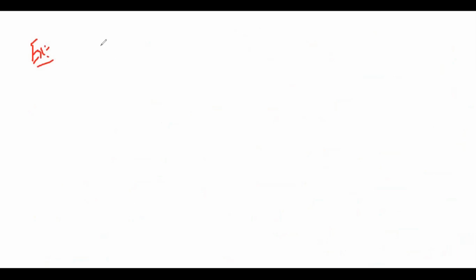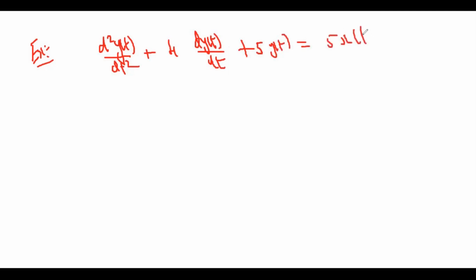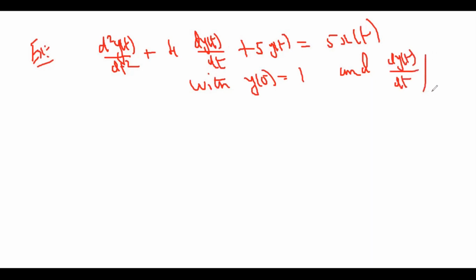Now let us see here. The given differential equation is d square y of t by dt square plus 4 into dy of t by dt plus 5 into y of t is equal to 5 x of t, with initial conditions y of 0 minus is equal to 1 and dy of t by dt at 0 minus is equal to 2, and input x of t is equal to mu of t. This is a given example.